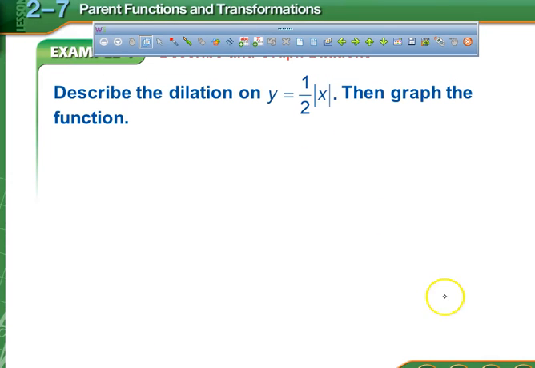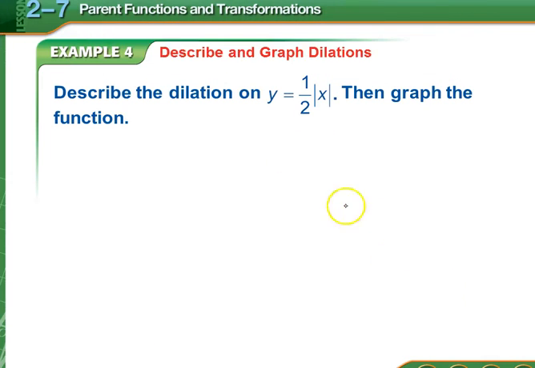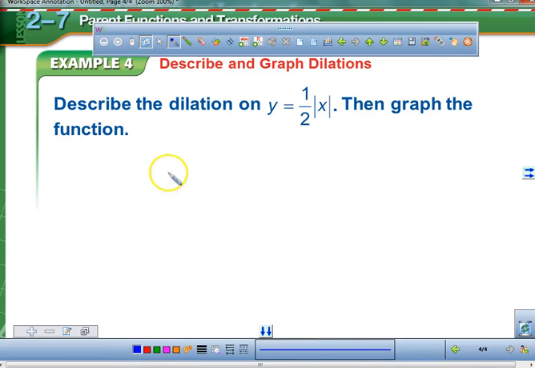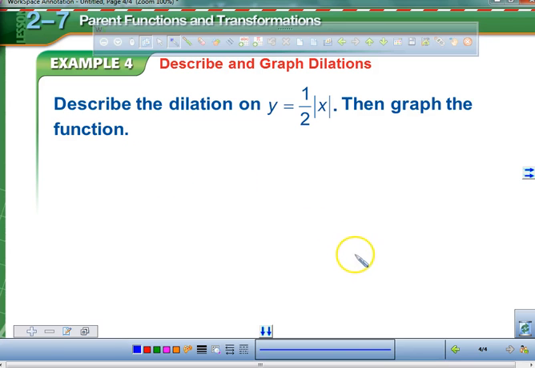Everybody. Today we're going to be talking about dilation. So in your journal, what I want you guys to do right now is understand the difference between stretching and compressing. So here's what you're going to write down.